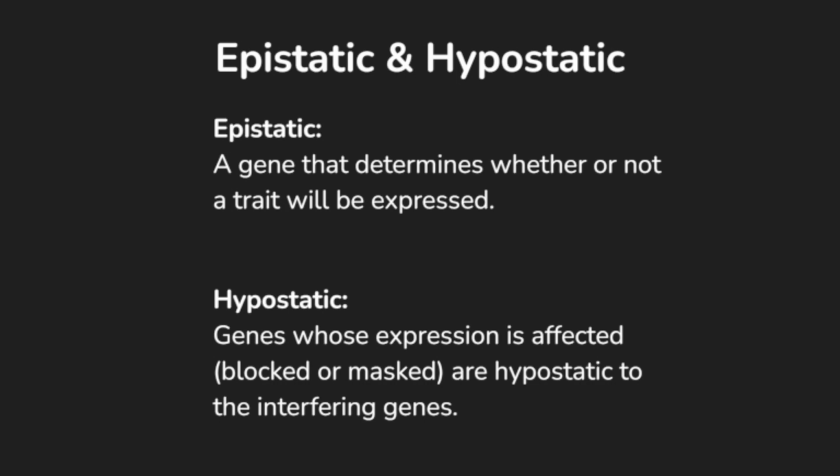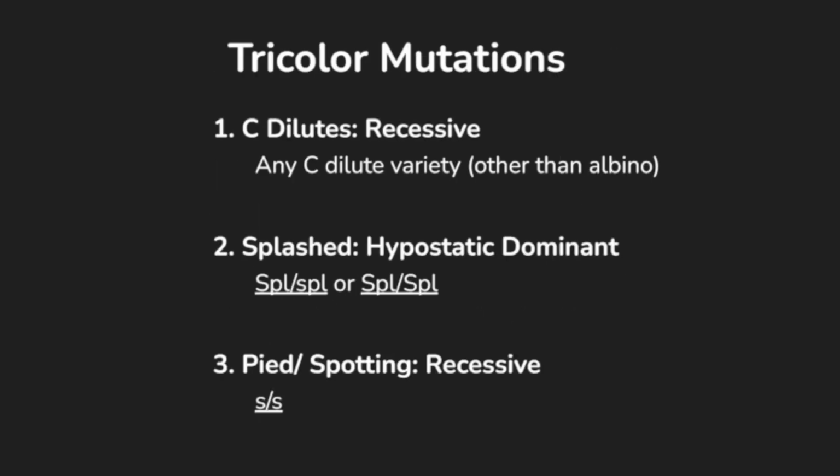Epistatic is a gene that determines whether or not a trait will be expressed, which would be the C-locus. And hypostatic, genes whose expression is affected, blocked, or masked, are hypostatic to the interfering genes, which would be the splashed locus, or the splashed mutation, because it is blocked and reliant on the expression of C dilutes first.